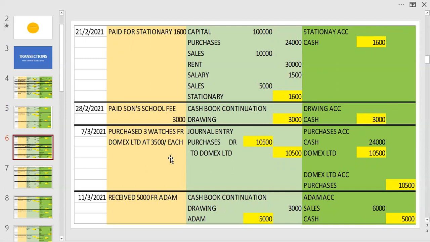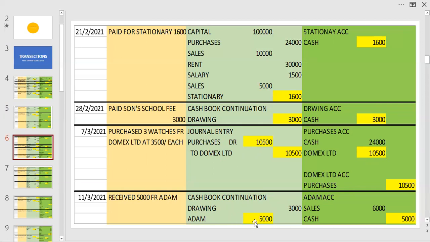Next one, purchase 3 watches for 3,500 each from Domex Limited. Since the name is mentioned, it is understood this is a credit purchase. Therefore, it has to be a journal entry, not the cash book. So, purchases account debit 10,500, Domex Limited credit 10,500, and it is posted accordingly. The next transaction is money received from Adam.